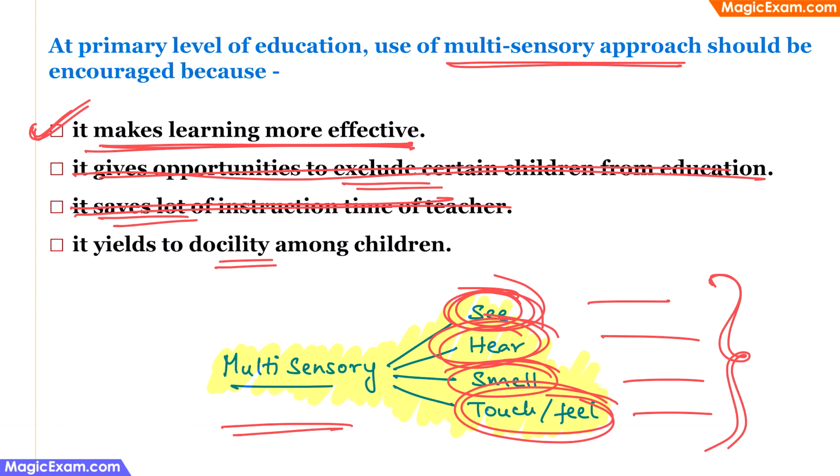That is, because now children have used multiple senses to learn about the bird, they will have a lot more questions. They will question the teacher. They will ask their doubts. Therefore, docility is not encouraged by multisensory approach. Therefore, this is also incorrect.